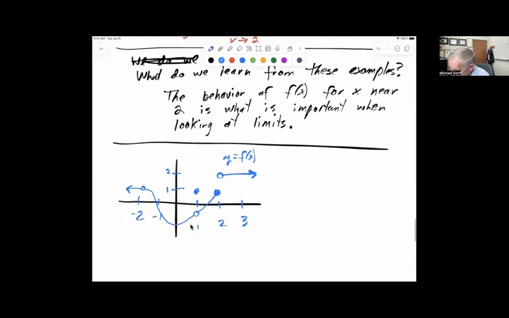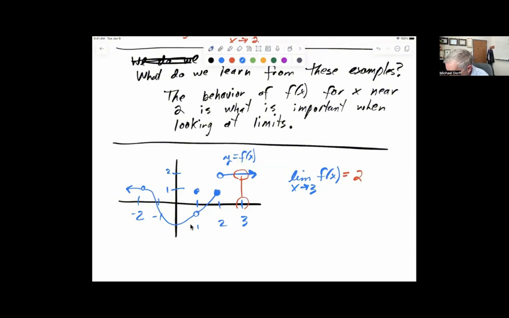And we want to determine the following limits. So what is the limit as x approaches 3 of f of x? Well, as I get really close to 3 here, if I look at what's happening, the value of the function is near 2. So that's going to equal 2.